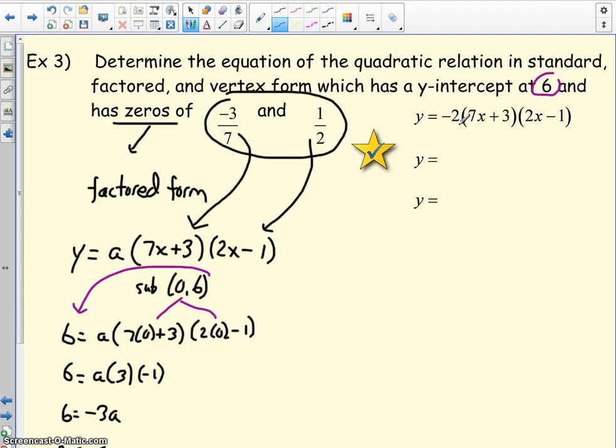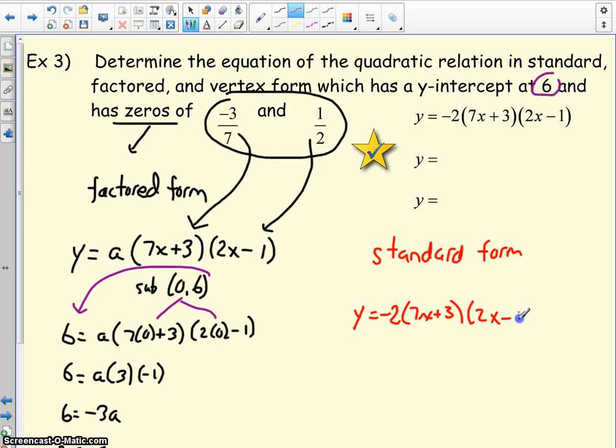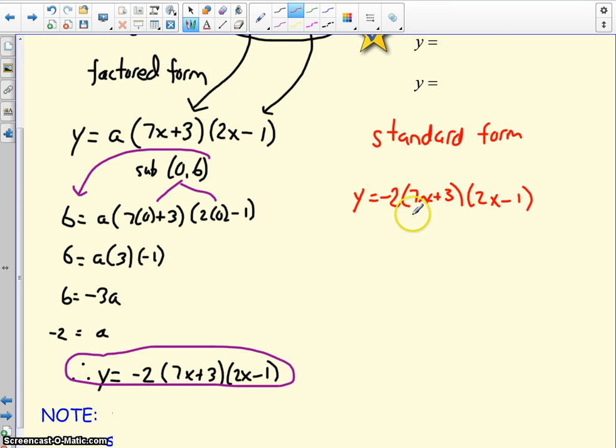Now we need to figure out whether we want standard form or vertex form. I'm going to start by doing standard form. You've done some work in previous units going from factored form to standard form, and that was using expanding and simplifying. So to find standard, I'm going to take the equation I just got and expand it and simplify it using an array. So negative 2, 7x plus 3, 2x minus 1. Okay, and I'm going to expand the 7x plus 3, 2x minus 1 in an array.